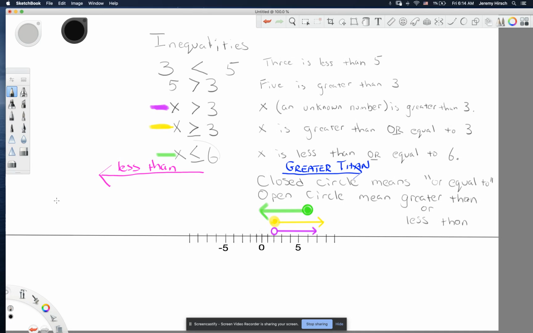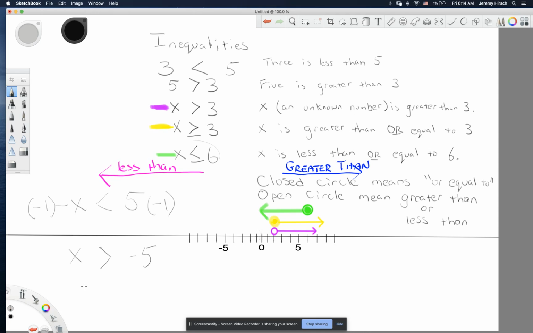There's one more thing I wanted to talk to you about, kiddos, and that's when you have a problem that looks like this. If you have the opposite of x is less than 5, and you are going to solve this by multiplying or dividing by a negative, this ends up being x. This is 5 times negative 1 is negative 5, but you must flip the sign.